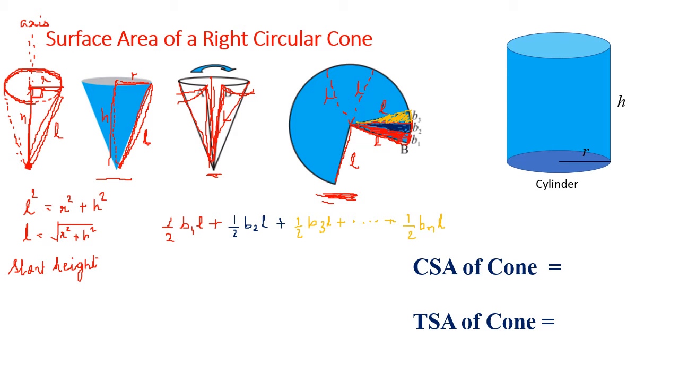So this is the area of the flat part now. So what I will do now is I will take the half and the L common from all of them. So in the bracket is left B1 plus B2 plus B3 and all the parts B4 up to whatever I have cut, Bn. So area of the curved surface is half into L.